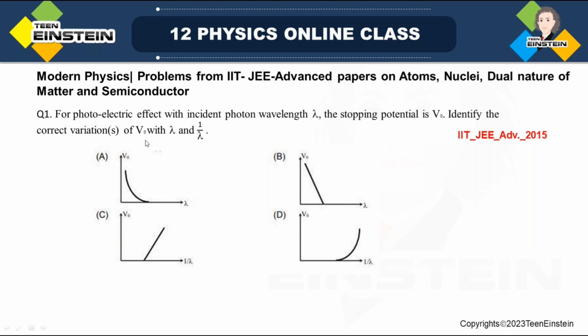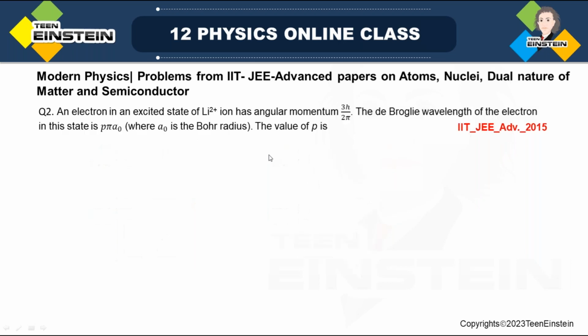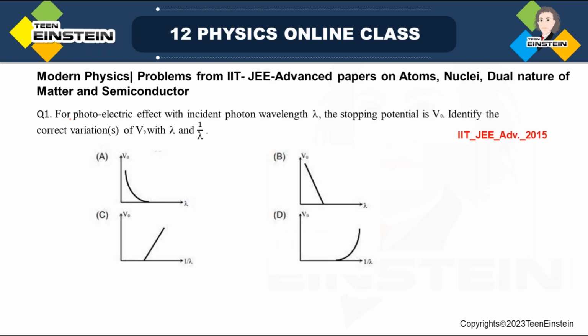So this is the first question, which is from photoelectric effect. Let us see that. This question says, for a photoelectric effect with incident photon wavelength lambda, stopping potential V naught, identify the correct variations of V naught, which is stopping potential, with lambda and with 1 by lambda.